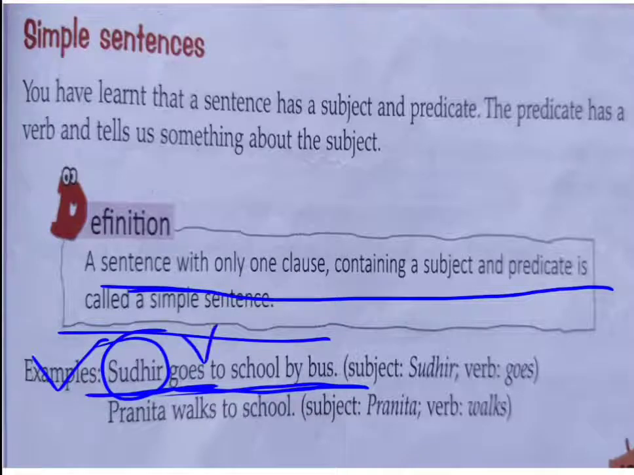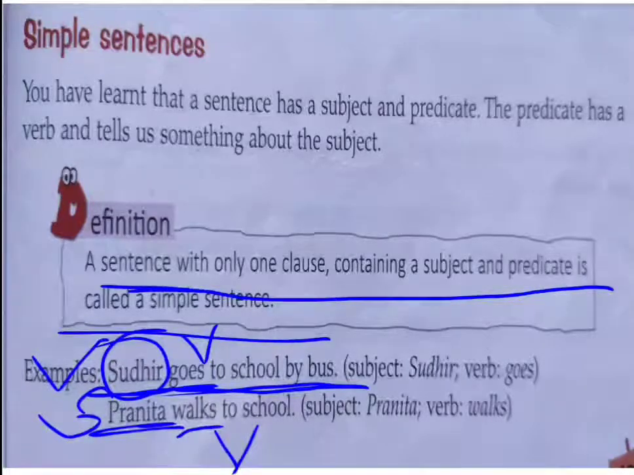Goes is a verb. Pranita walks to school. Pranita is a subject. Walks is a verb. Pranita walks is a clause. Pranita walks to school is a whole sentence. It's known as a simple sentence. Pranita is a subject. Walks to school is a predicate. So students, in a simple sentence, there is a subject and predicate which will come with a verb.